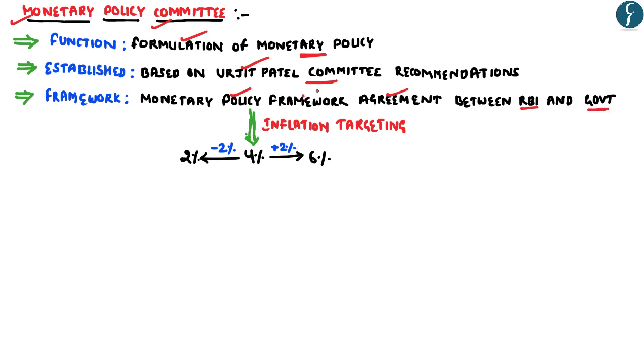As part of this framework agreement, the Monetary Policy Committee has adopted inflation targeting, under which it is required to maintain an ideal rate of inflation of 4%. However, it has been given the flexibility of increasing or reducing the rate of inflation by plus or minus 2%. That means that under the inflation targeting, the MPC has to always maintain the rate of inflation between 2 to 6%. However, the ideal rate of inflation which it is targeting is 4%.